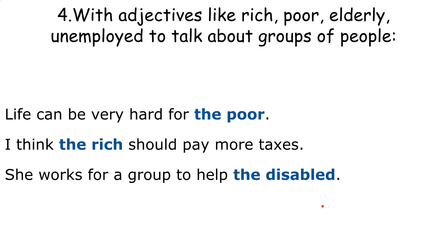Number four, with adjectives like rich, poor, elderly, unemployed to talk about groups of people. Example: life can be very hard for the poor. So the poor, I'm not talking about one person, I'm talking about a group of people. I think the rich should pay more taxes. The rich, not one person, I'm talking about all the rich people. She works for a group to help the disabled, not one person, the entire group of people, the disabled people.